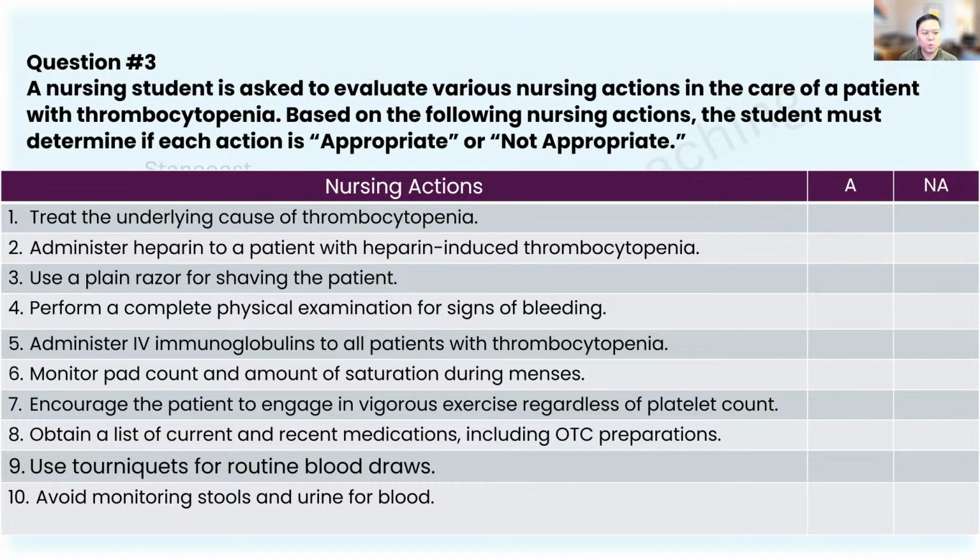What about number 1? Treat the underlying cause of thrombocytopenia. Of course, that's important, right? Back in our discussion about the nursing process, we need to identify the cause. We're going to assess their bleeding. We're also going to treat the underlying cause. So this is an appropriate nursing action. What about number 2?